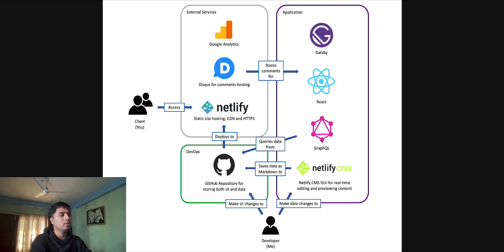We are using GraphQL here to query data from GitHub. Also, we are using Gatsby to integrate APIs with third-party channels. So GraphQL plays a vital role here in this architecture. Netlify CMS basically gives you a GUI for real-time editing and previewing your content.